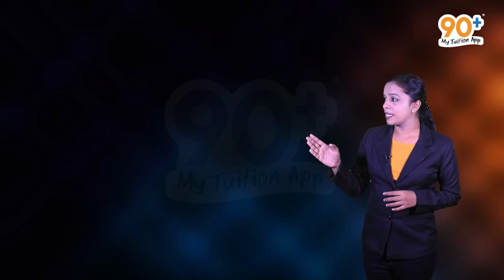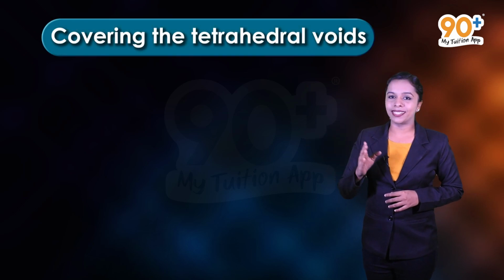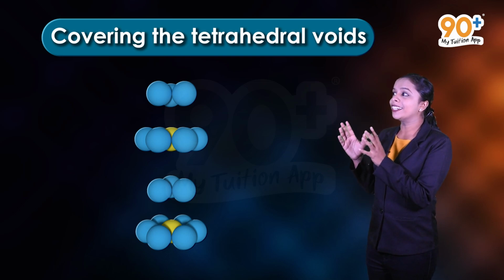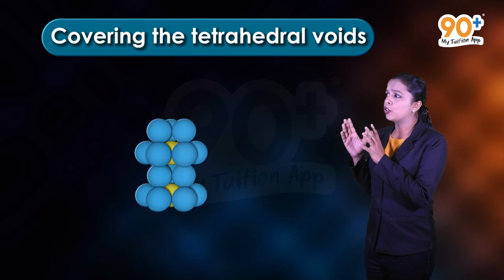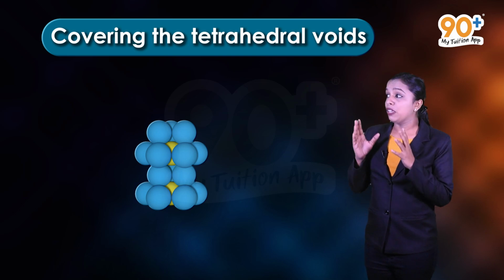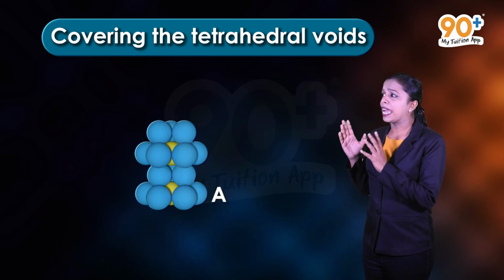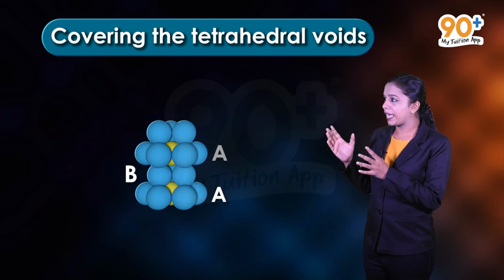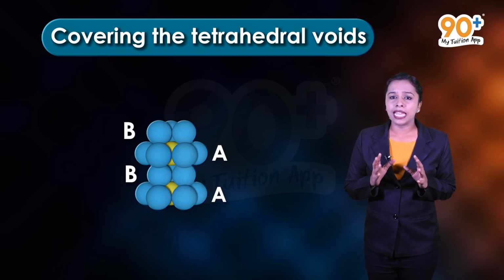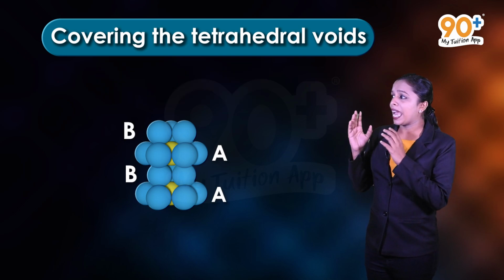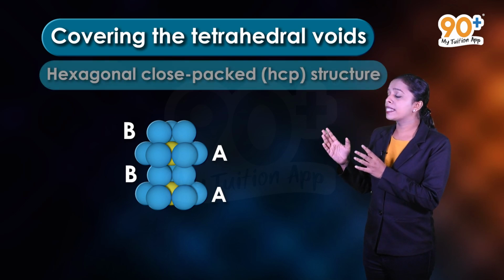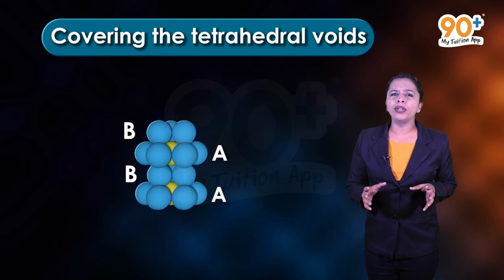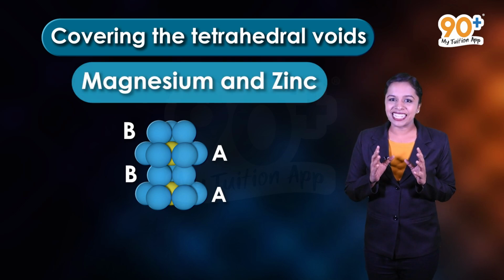So, the first one is by covering the tetrahedral voids. In this kind of close packing, the spheres of the third layer are exactly aligned with those of the first layer. Thus, if we name the first layer as A and the second as B, then the third layer can again be named as A. This pattern can be written as ABAB pattern and this structure is known as hexagonal close packed structure. This sort of arrangement of atoms can be found in many metals like magnesium and zinc.